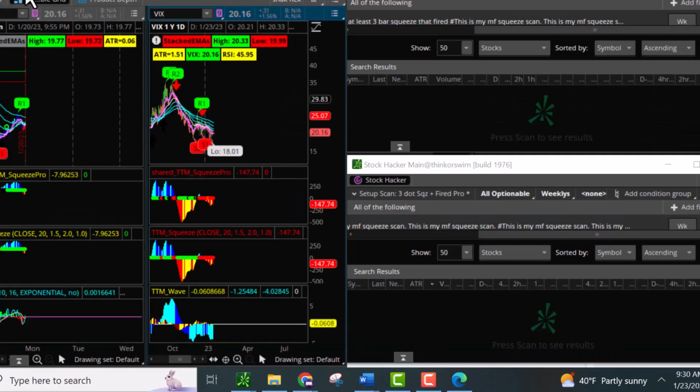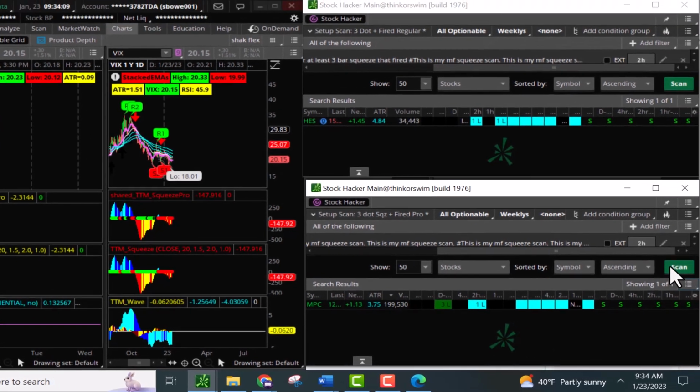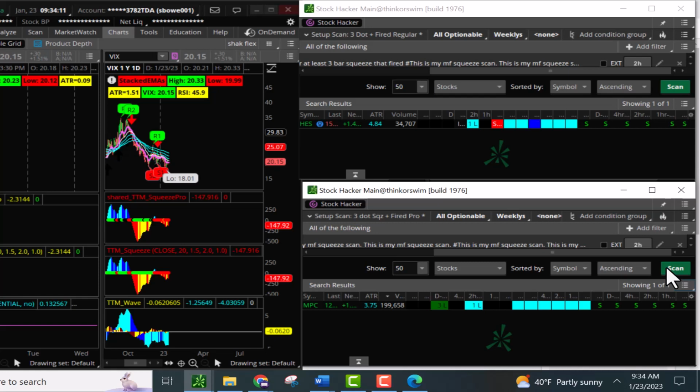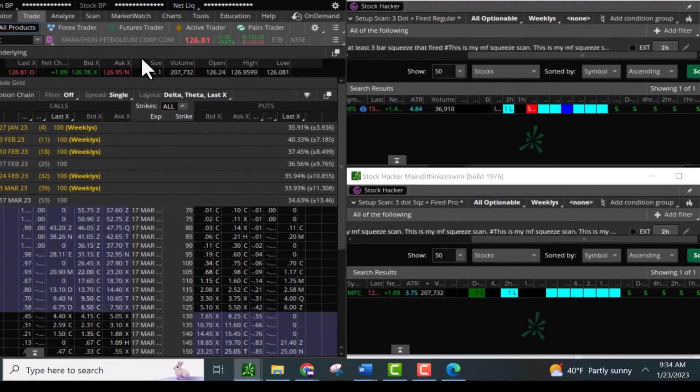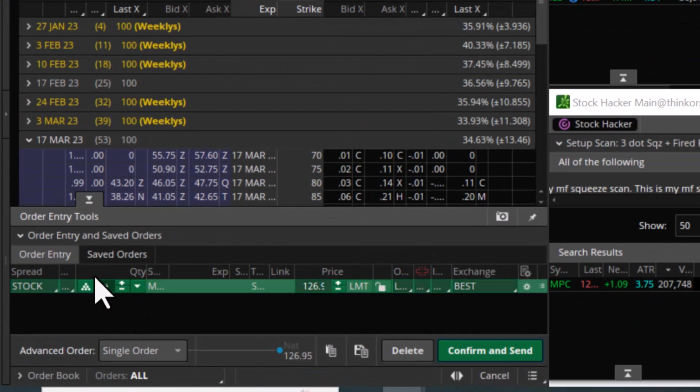Now you're going to see me rinse and repeat and do the same process with another ticker. I am running the same scans, looking for tickers that have fired from a squeeze. Again, I'm looking for alignment across all time frames and looking for stacked EMAs. If you look at the bottom of my screen, you see that MPC has fired long on the 2-hour. It has cyan histograms across and EMAs are all positive. Instead of buying calls on MPC, I'm going to buy 100 shares of MPC.